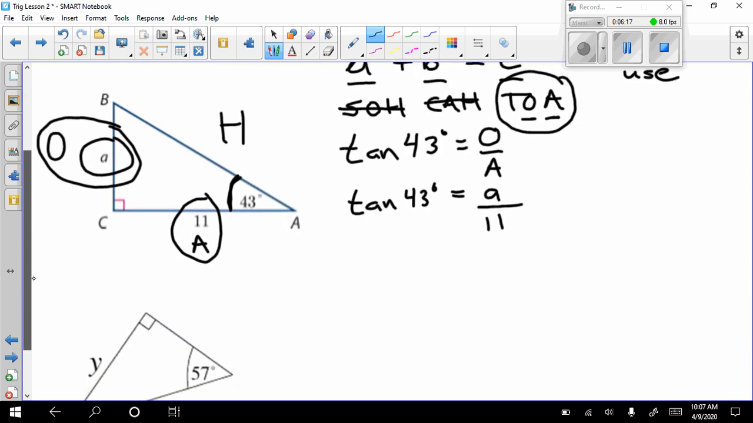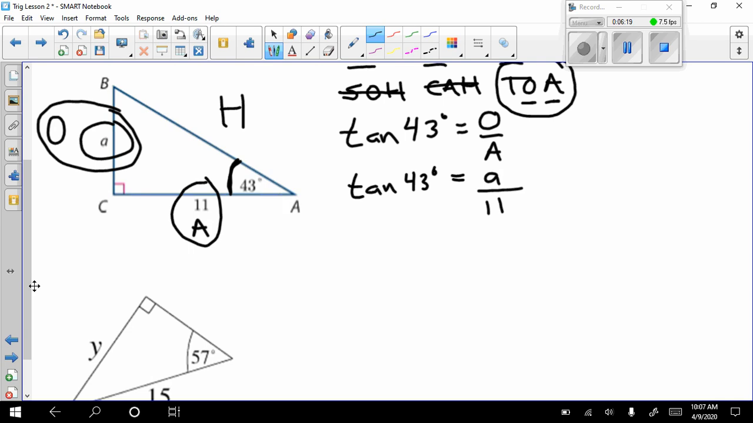Okay, so here we go. I need to get A by itself, and so I need to get rid of that 11. So what I'm going to do here is multiply this side by 11 to get rid of it. Remember, you do the opposite operation, but whatever you do to one side in math, you've got to do to the other side. So 11 times both sides. Well, 11 divided by 11 equals 1, so that gets rid of it. And so my A is going to be equal to 11 times tan of 43.